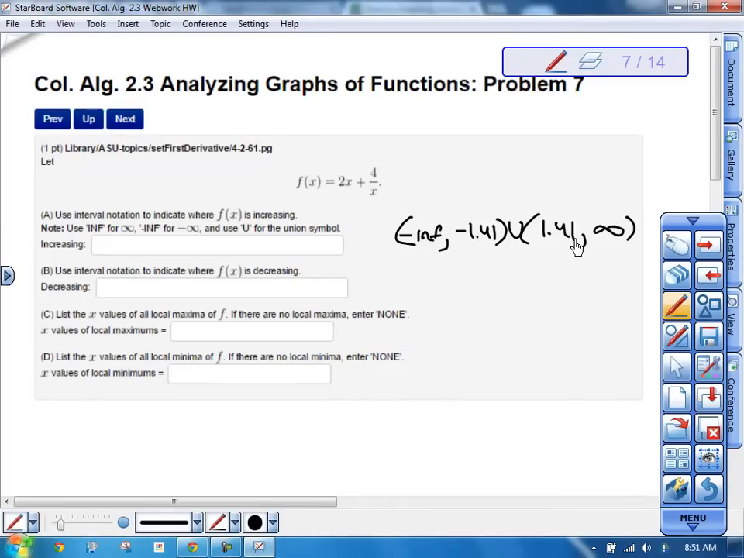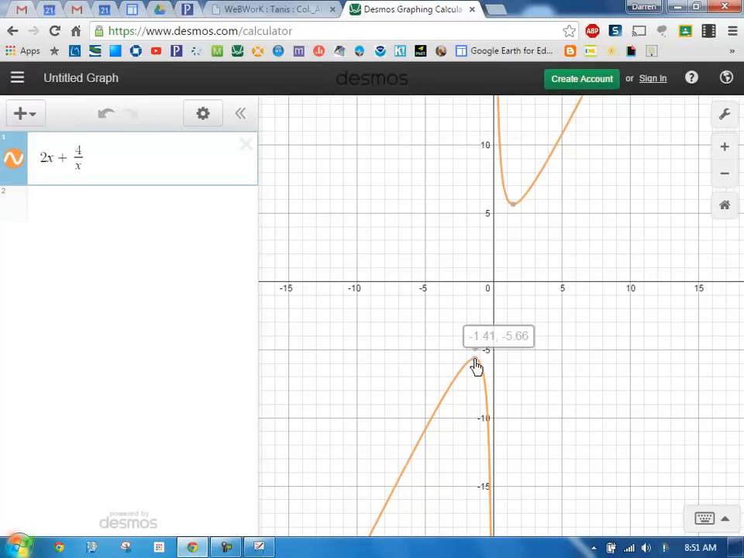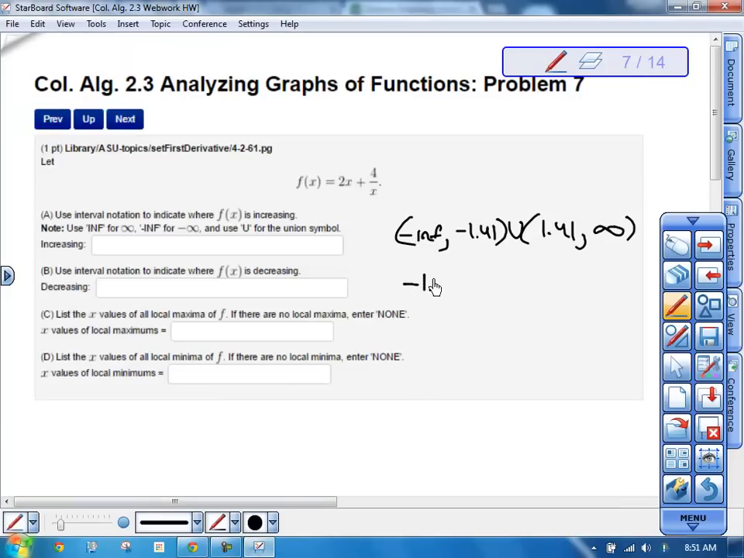Okay, next we need to figure out where it's decreasing. So it's decreasing then, if you look at this, from this -1.41 all the way to 0, and from 0 to positive 1.41. So we'd say that -1.41 to 0, as well as 0 to positive 1.41.